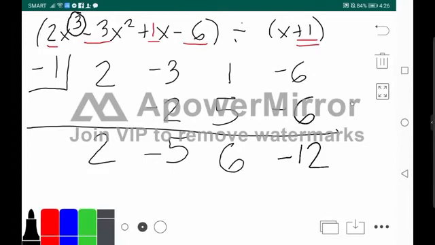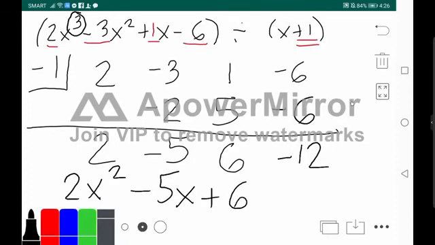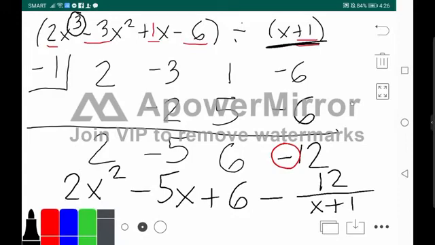So I'm going to be starting with exponent 2. So I'm going to have 2x squared minus the second is 5x. Decreasing exponent now, and the constant term 6. Minus, because this is negative, 12 over x plus 1, which is our divisor, x plus 1. Okay? Or you can have it as plus negative 12 over x plus 1. It's totally the same. They mean the same thing. So that's our quotient now.